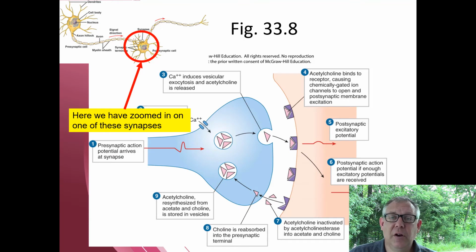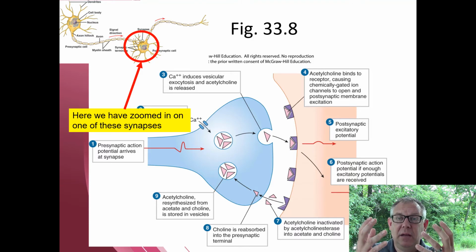Okay, so in this figure from your book, we're going to zoom in on one of those synapses. So there's lots of these where the nerve interacts with the next nerve. We're just going to look at one of them. We're going to zoom in on the membranes of both nerves, and that's the synapse. All right? And so that's figure 33.8 from your book.